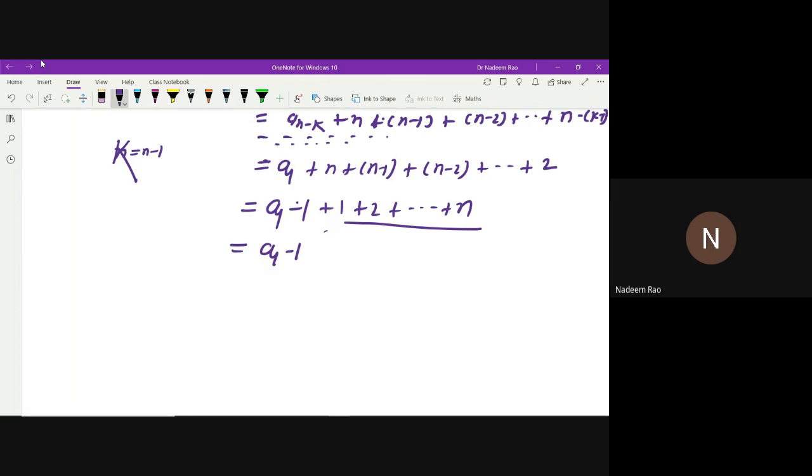That is n(n+1)/2. So after solving this, we know the value of a_1. a_1 is equal to 4, so a_1 minus 1 equals 3. 3 plus n(n+1)/2, which is the required solution.